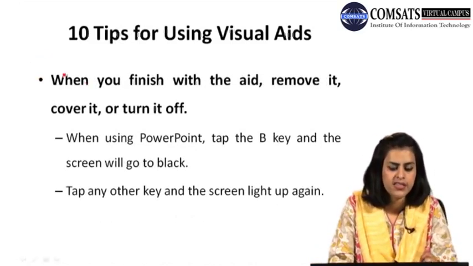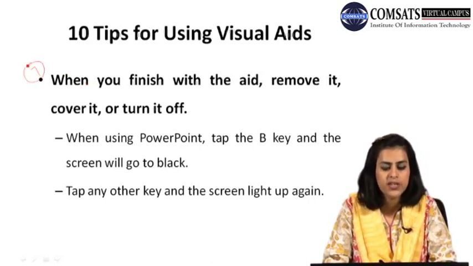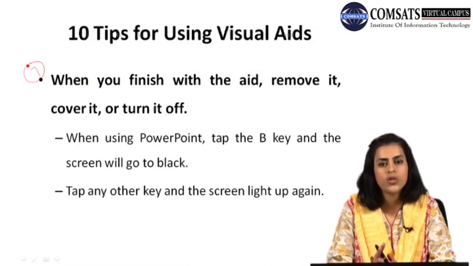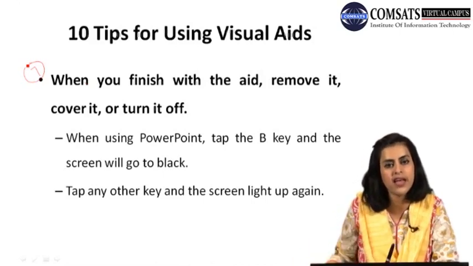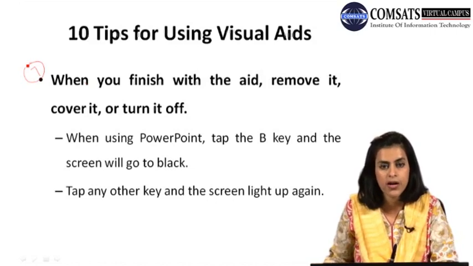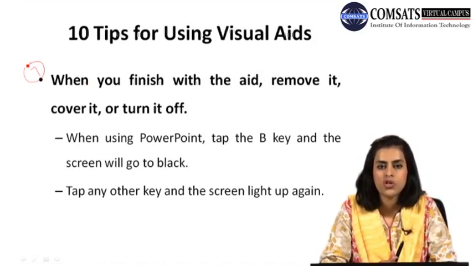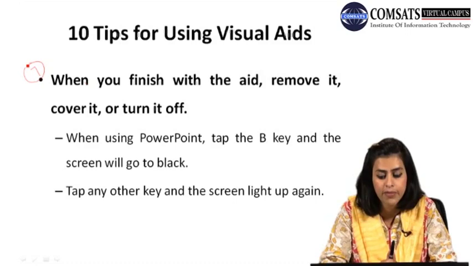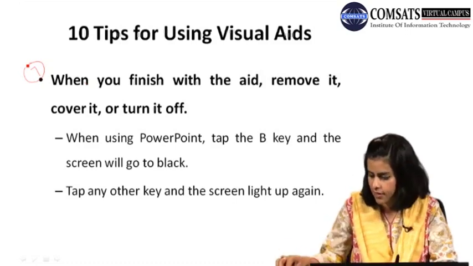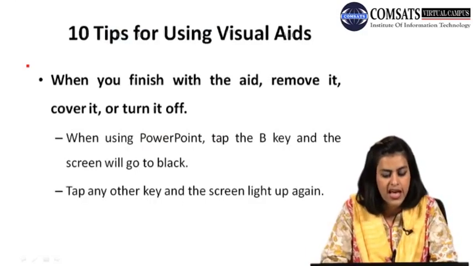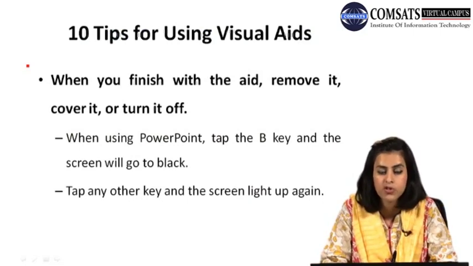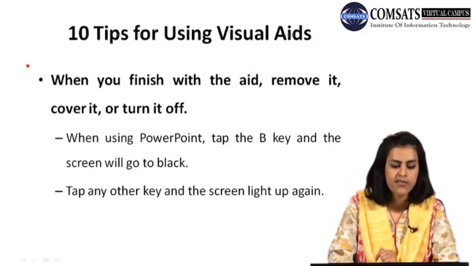The 7th tip is that when you finish with the aid, remove it, cover it, or turn it off. So once you are done showing the aid to the audience, like the way I have just removed it from the screen, or covered it with any kind of sheet, or turn it off, maybe in case you are using a PowerPoint slide, or maybe an overhead projector. When using PowerPoint, tap the B key and the screen will go black like this. Did your screen go black? This is what you are supposed to do. Tap on any other key and the screen will light up. This is point number 7.